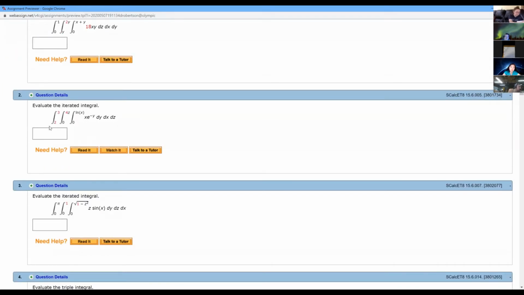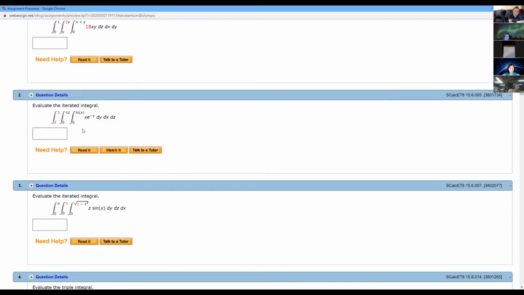Question 2 is very similar. Do you see in this case, you're going to integrate first with respect to y. So this means y equals log x to y equals 0. This means x equals 4z to x equals 0. And it finishes with z equals 2 to z equals 3.